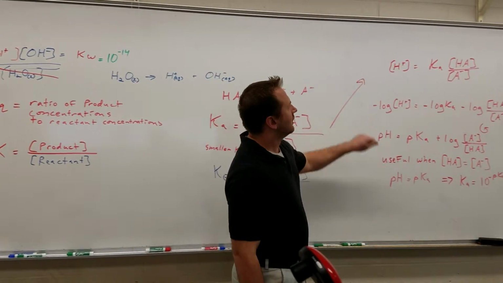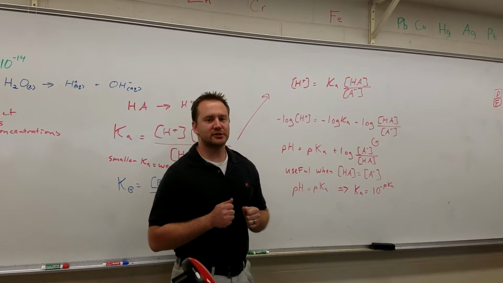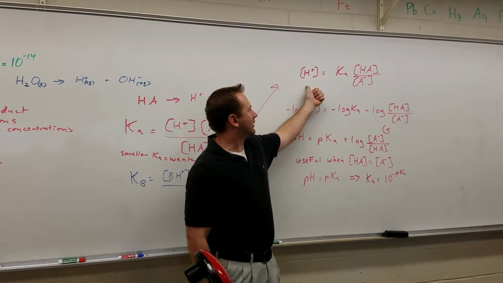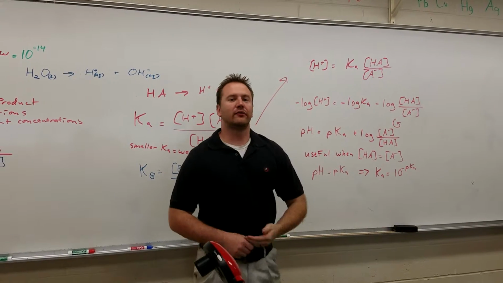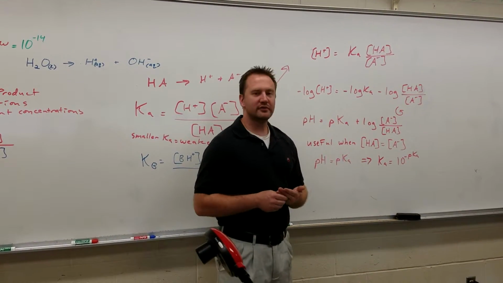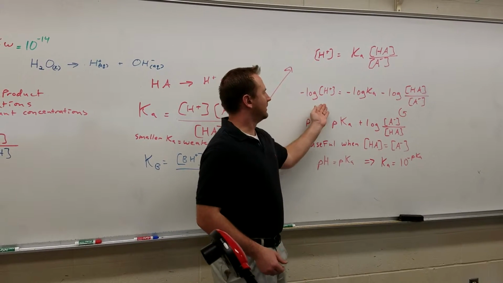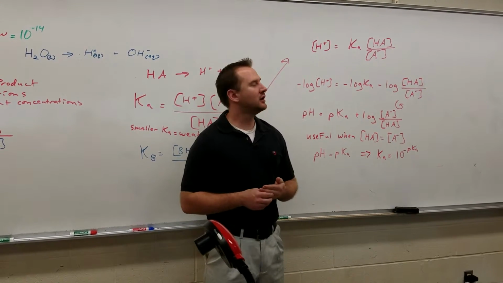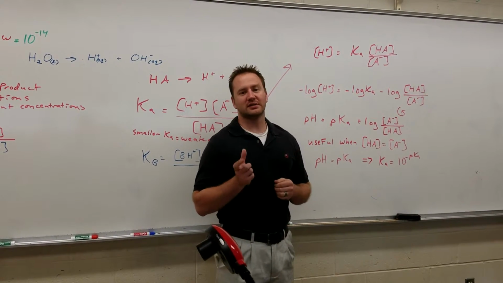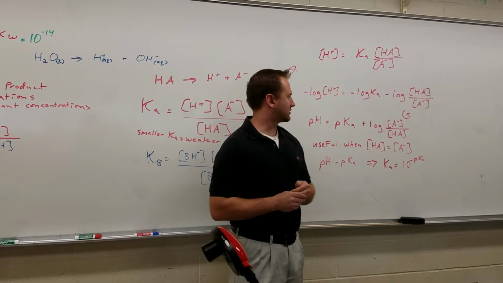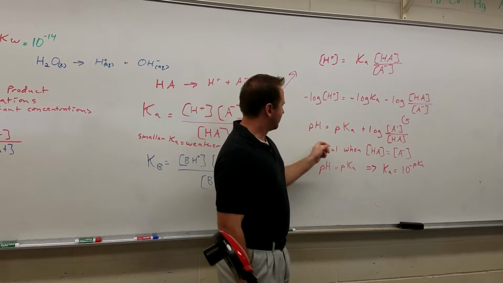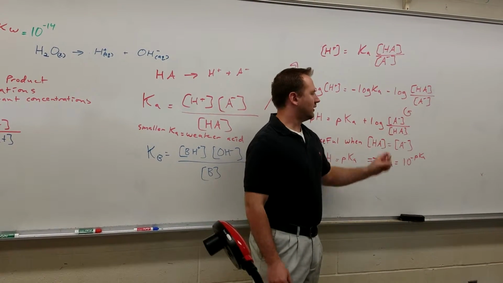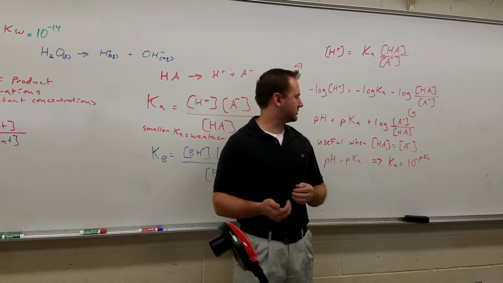If we rearrange the acid dissociation equilibrium constant expression and isolate H+ ions, we see that this is what we would get. If we were to take the negative log of both sides, we would end up with the negative log of the hydrogen ion concentration equal to the negative log of the Ka minus the log of the undissociated acid concentration over the conjugate base concentration. With a little manipulation of that, we end up with pH equal to the pKa plus the log of the conjugate base concentration over the undissociated acid.